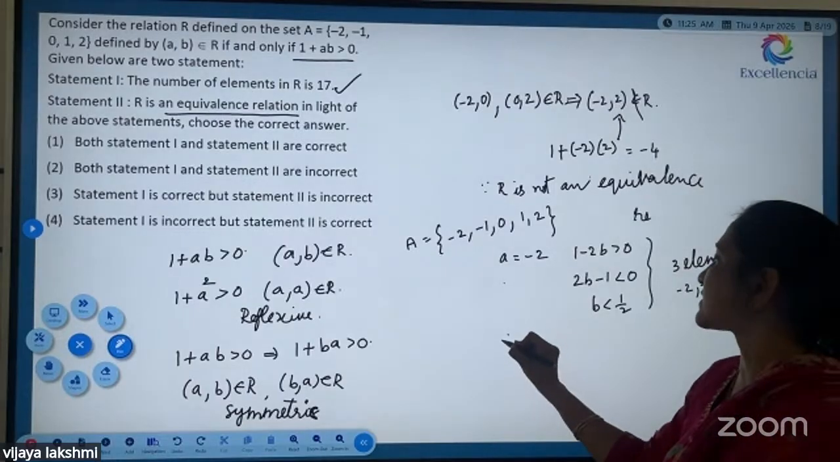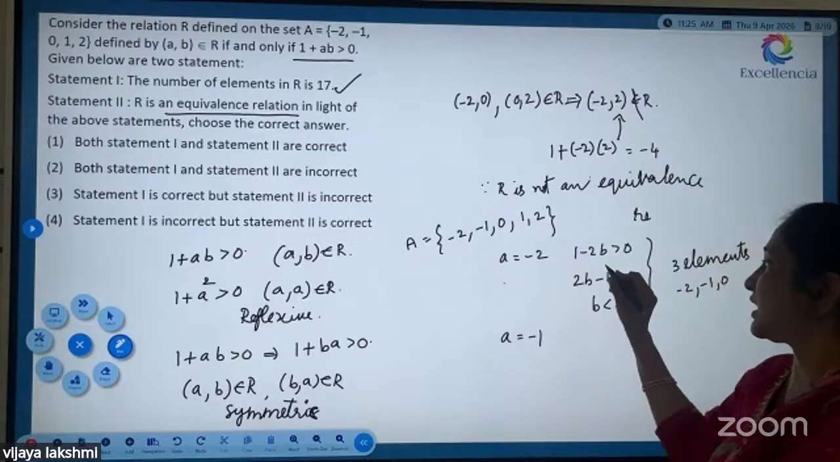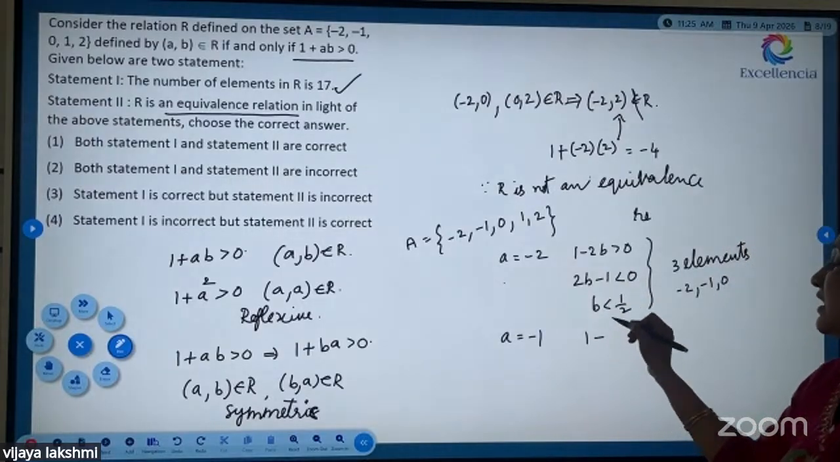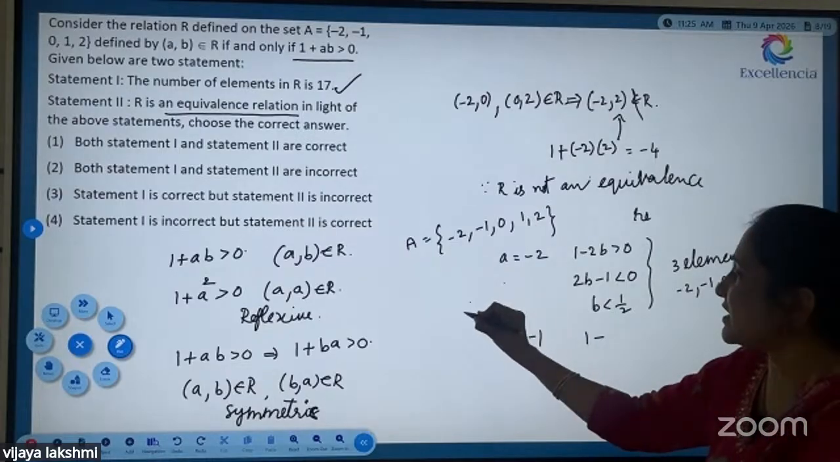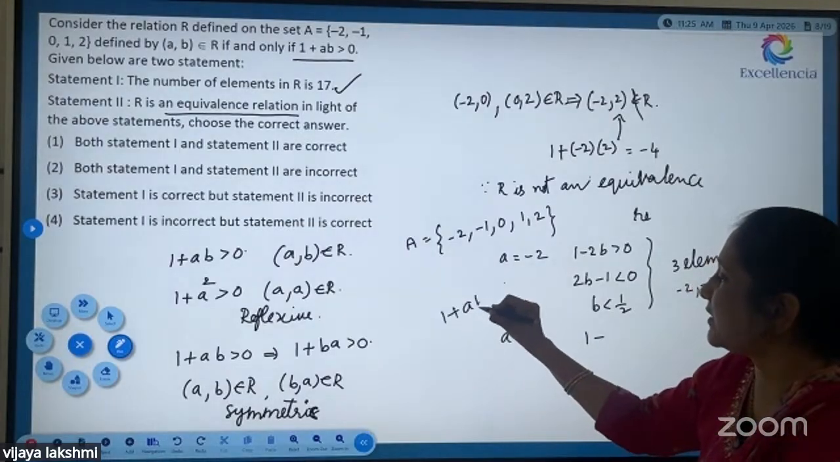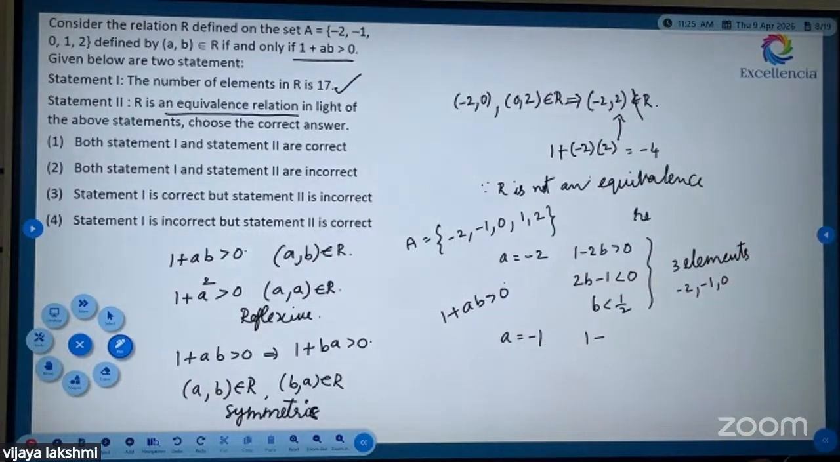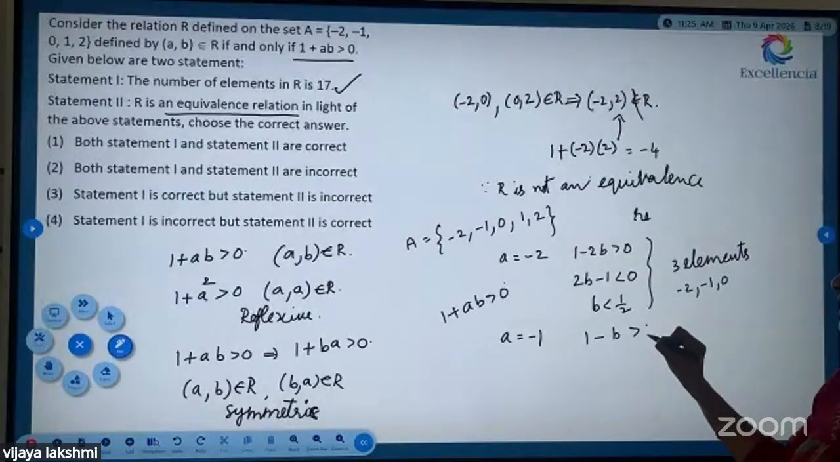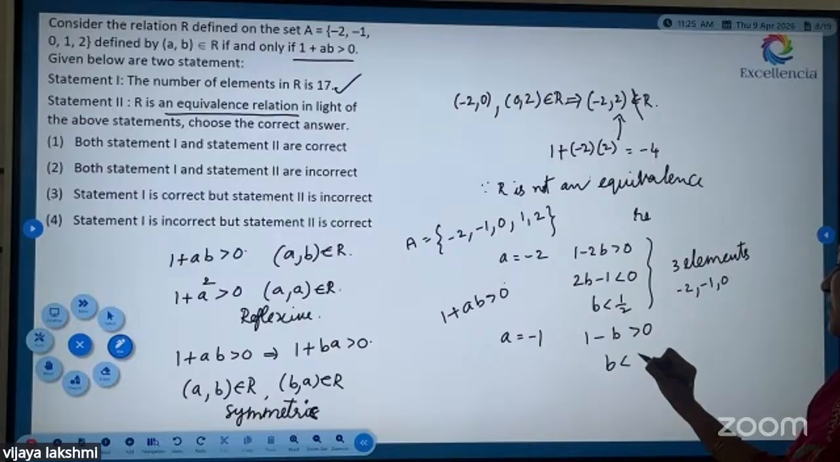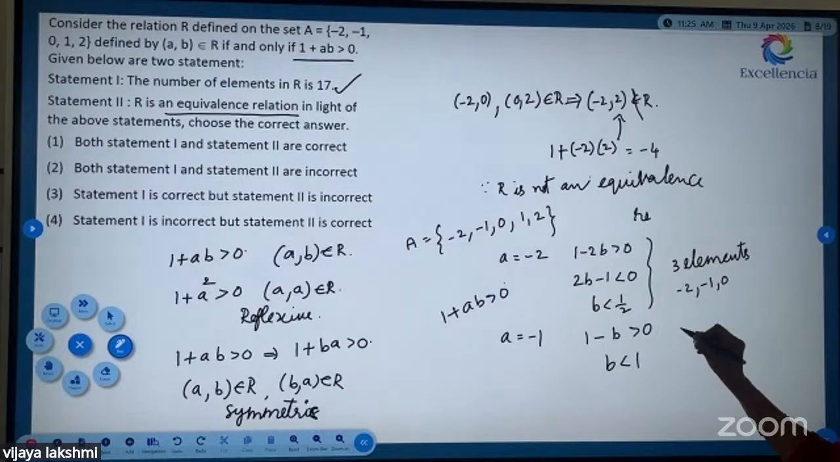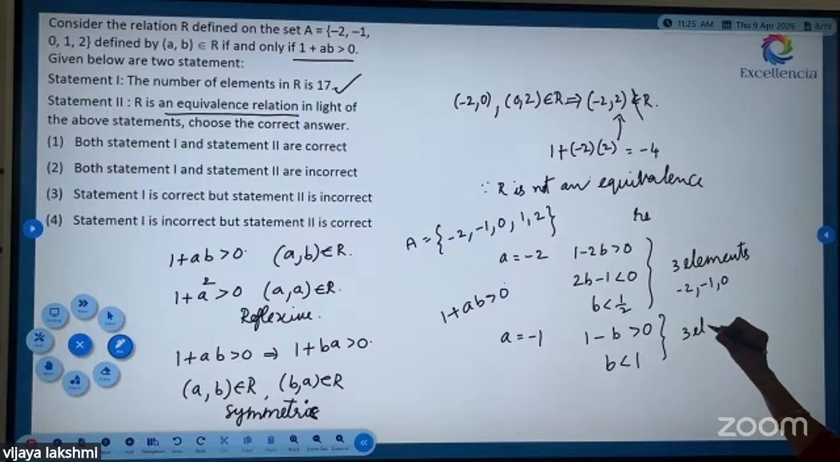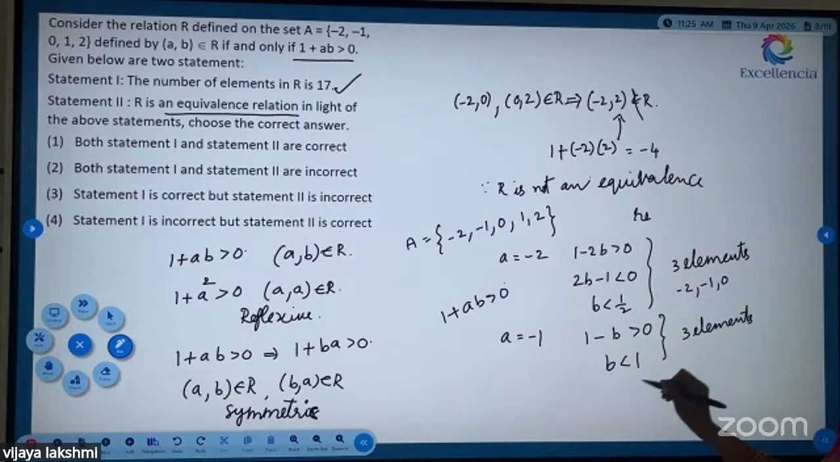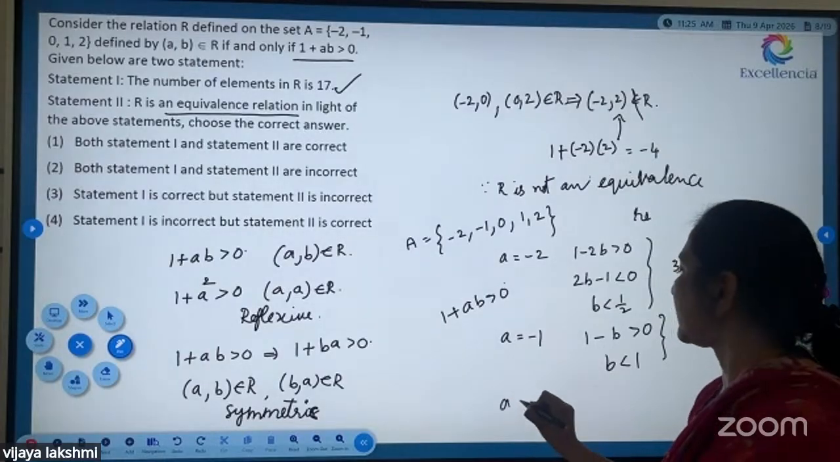Similarly, I am considering the next one, A equal to minus 1, and substituting minus 1 in the place of A in the relation 1 plus AB greater than 2. While substituting here, we are getting 1 minus B greater than 0, which means B less than 1. If you take B less than 1, how many elements are you getting? Here also we get 3 elements.